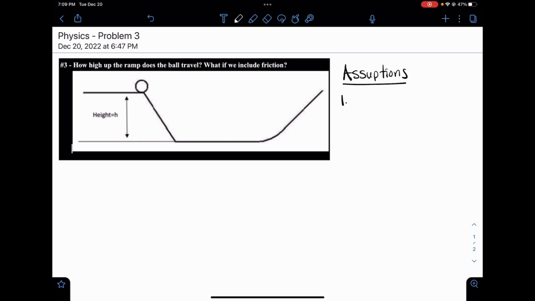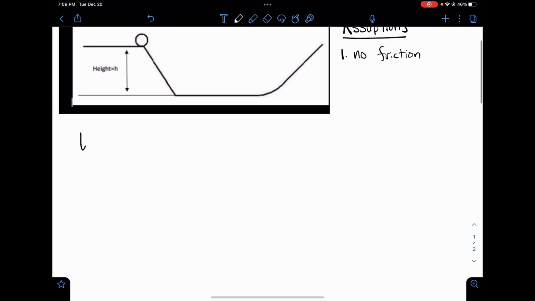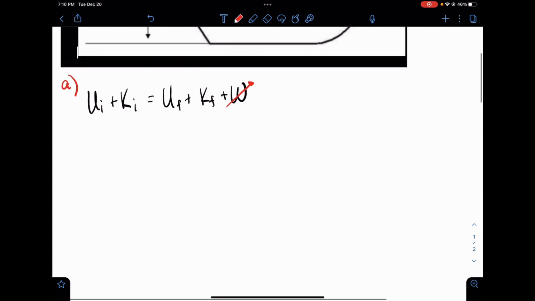Problem 3 asks us to find how high on the ramp this ball will travel once it's released. And then it asks us to also solve it if we included friction in that problem. So that comes to our first assumption, that there is no friction along this ramp. So from here, this is just a simple conservation of energy problem. U initial plus K initial equals U final plus K final plus work. In our first run at this problem, we're assuming that there is no work done, because that's where friction would go later, and no other energy is being lost from the system.